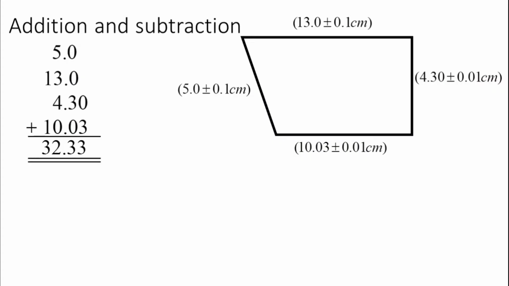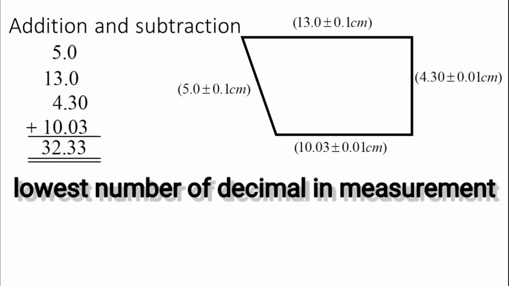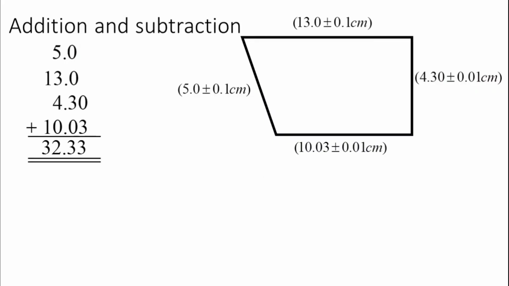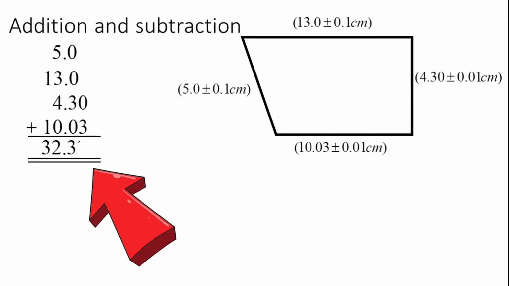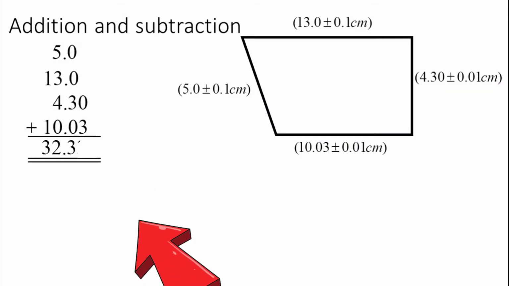32.33 centimeter. The addition rule for significant figures is that the number of decimals in the result cannot exceed the lowest number of decimals in the measurements. The lowest decimals in the measurements are the 5.0 and 13.0. They only have one decimal. So, the final answer must only have one decimal. We are going to round off the value to 32.3.